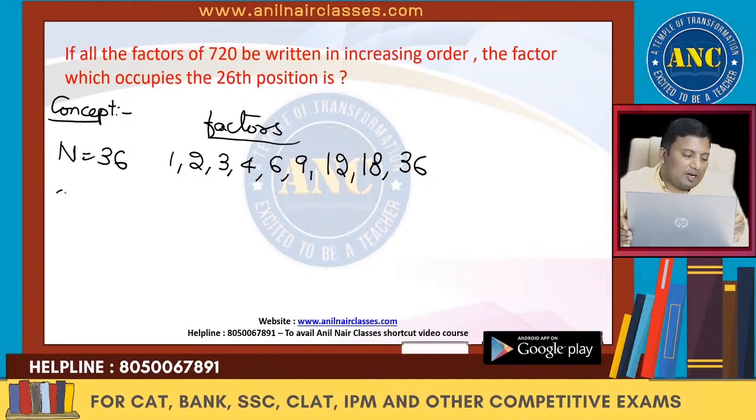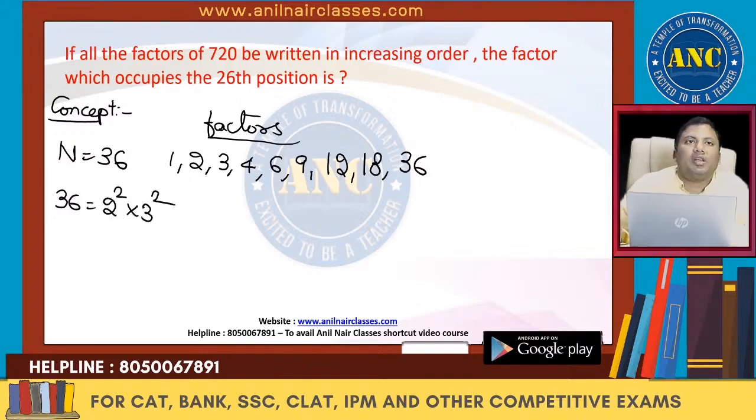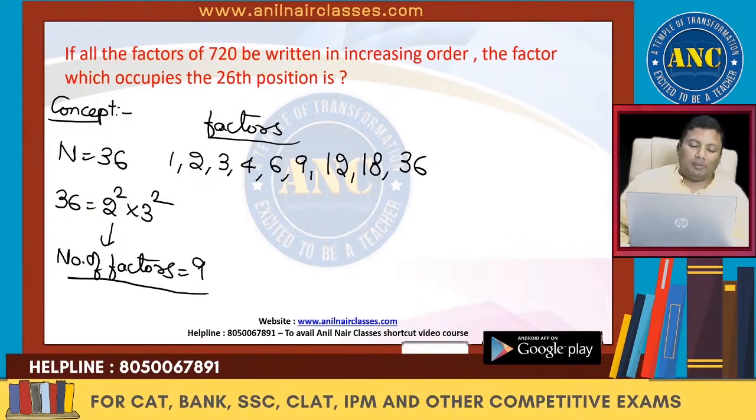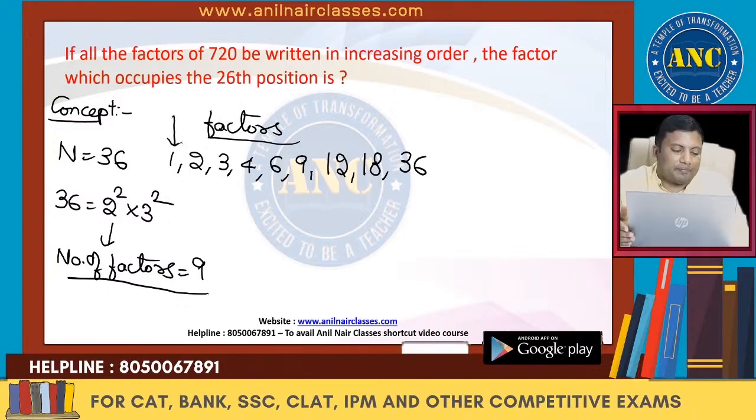Now see, 36 is nothing but 2 square into 3 square. 4 into 9 is 36. Totally how many factors are there? Number of factors is 3 into 3. Totally 9 factors are there. Am I right?